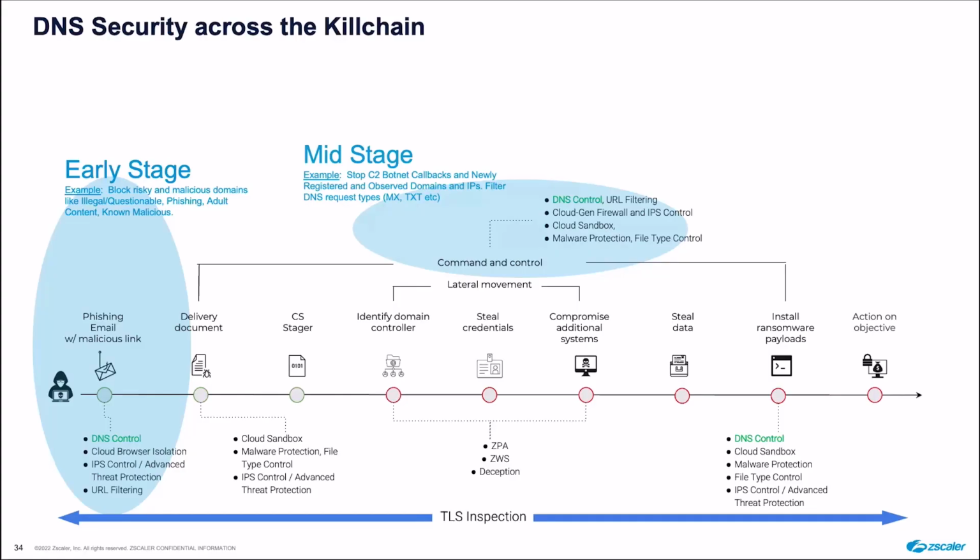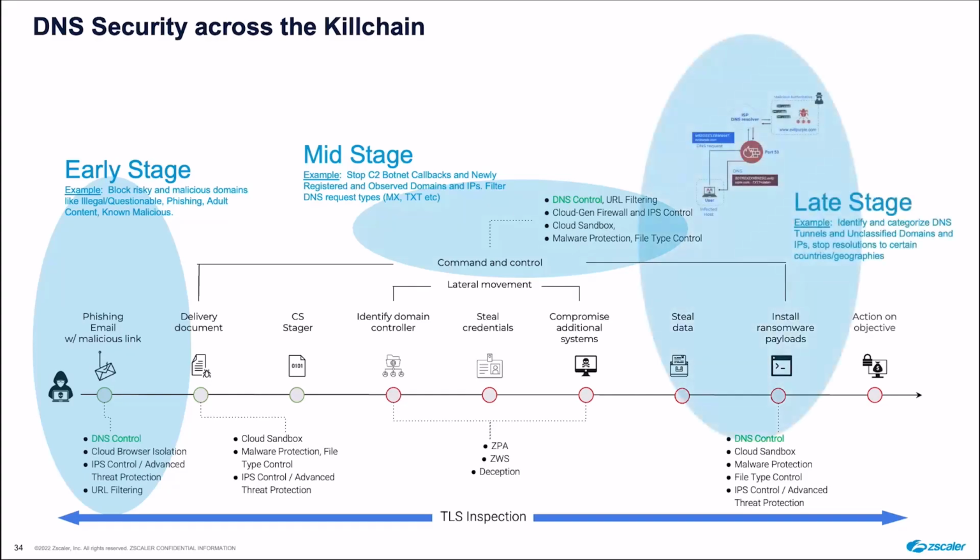Now, let's say a device is completely compromised and was able to establish a channel to a newly registered domain, which is not part of the signature or the new category. And in that stage, which is where the late stage advanced and sophisticated threats like data exfiltration can happen, leveraging DNS as a channel, that's exactly where the AI/ML based intelligence we have in identifying and categorizing those DNS tunnels and unclassified domains and IPs comes in, to stop that threat from spreading further.